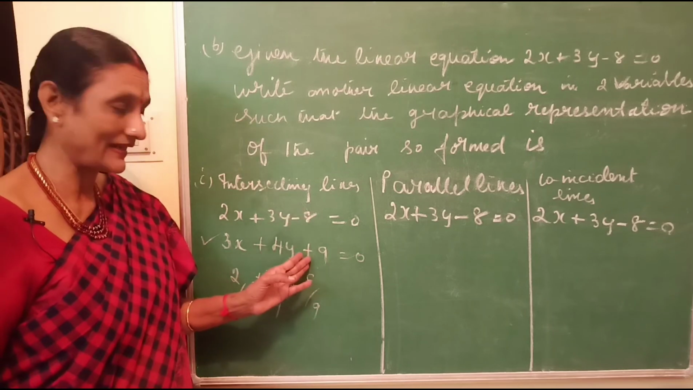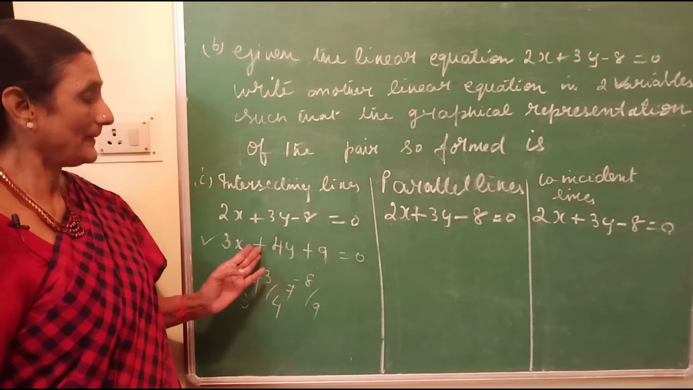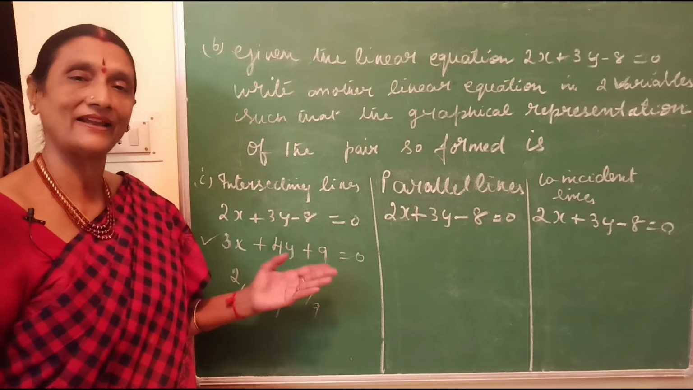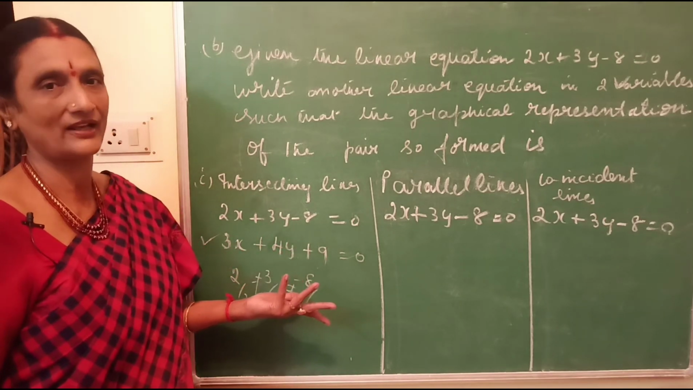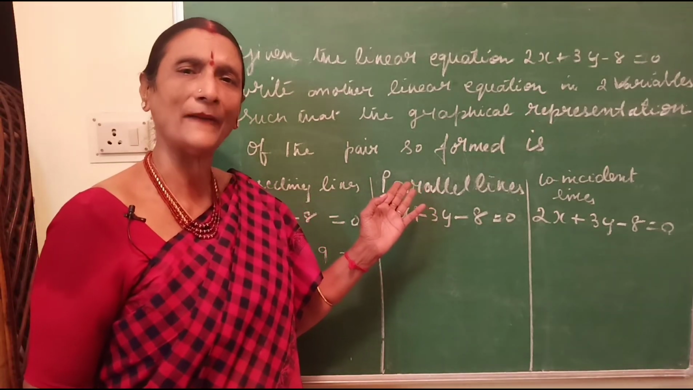So the second pair of linear equations is 3x plus 4y plus 9 equal to 0. You can even choose minus 9. You can even choose minus 4 here. You can choose here minus 3x, minus 4y, and then plus 9 also we can choose. Plenty of choices available to you. Now, coming to the second subdivision, parallel lines.